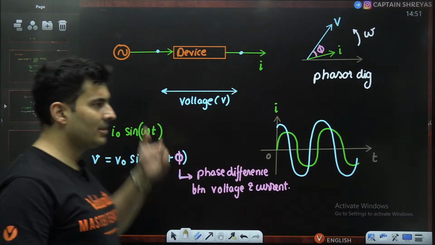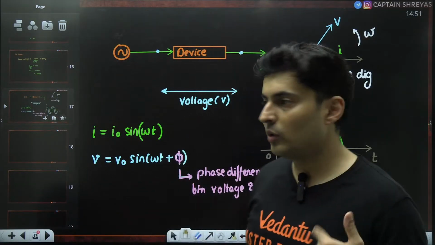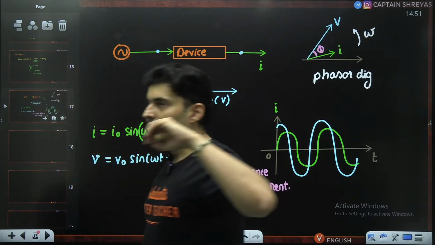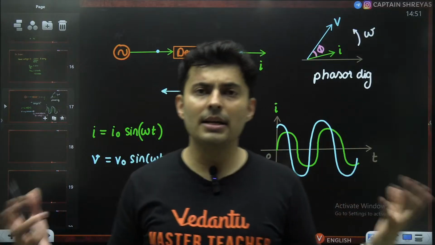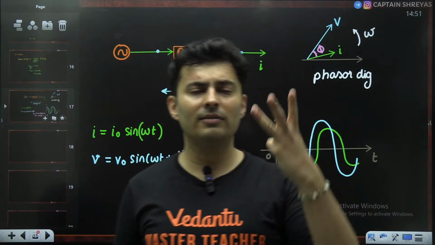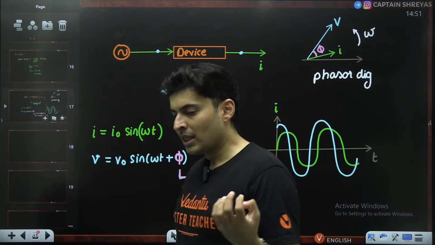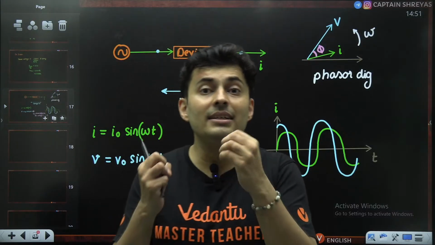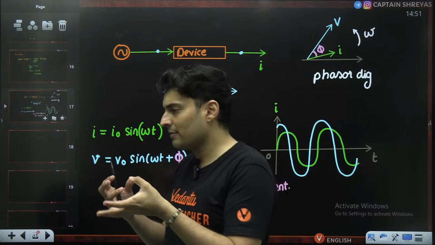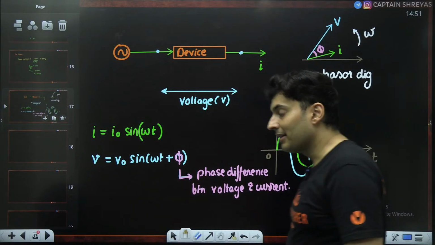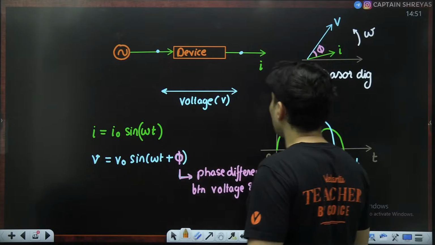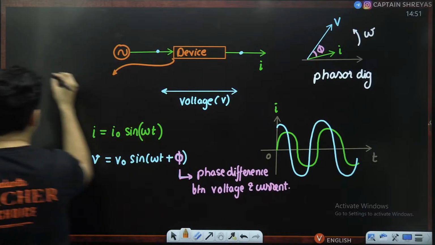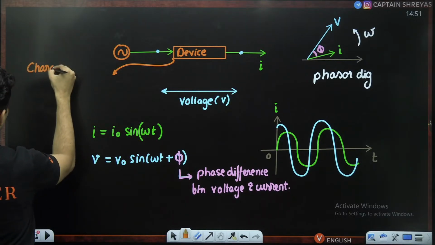Now, how much is this phase difference? How do we know it? How do we calculate it? There is a simple way of doing it. So let's have a look at it. Now, remember, any circuit, any device around us has one of these three characteristics. It might have some resistive characteristic, resistance. It might have some inductive characteristic. It might have a capacitive characteristic. So this device which I'm talking about has the following characteristics.